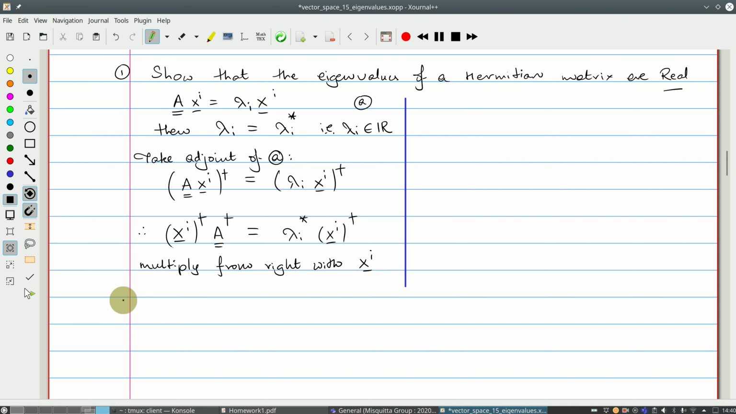Okay, and what that gives us is, now one second, A adjoint, well, A is Hermitian, so A adjoint is simply A. I've used this. So that becomes A, and then we have xi from the right hand side. That's equal to lambda I star xi adjoint xi. Okay, I'm going to call this B.